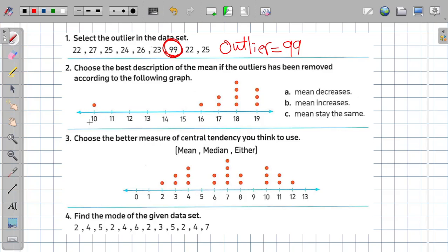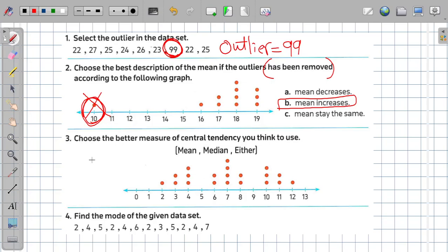Choose the best description of the mean if the outlier has been removed according to the following graph. I think the graph has a small outlier, so the mean will increase, decrease, or stay the same. Again, I want to find the best description of the mean if the outlier has been removed. In the original graph, the mean will be smaller. But if we remove it, I think the mean will increase because we will not have an outlier.